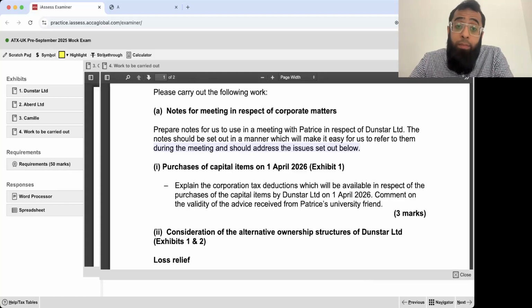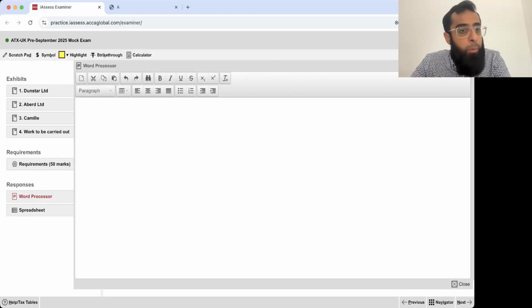Part 1. Purchase of capital items on 1st April 26, only a 3 marks requirement. Explain the corporate tax deductions which will be available in respect of the purchase of the capital items by Dunster Limited on 1st April 26. Comment on the validity of the advice received from Patrice's university friend. Very easy 3 marks requirement.